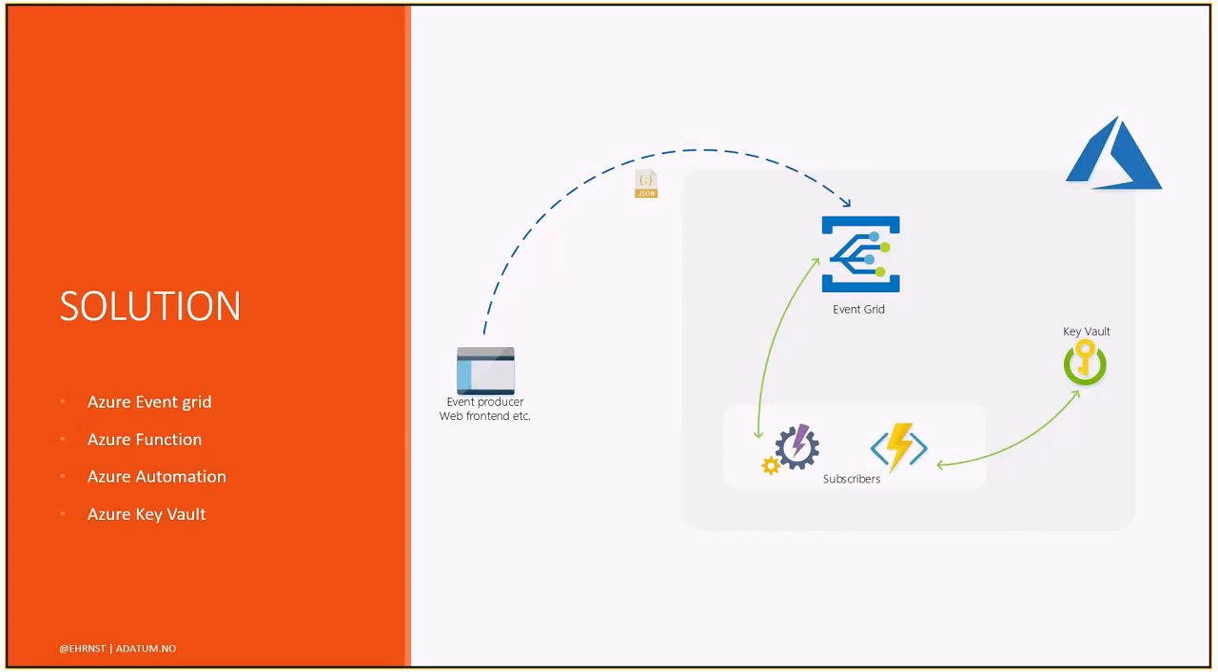So when an event is sent to Event Grid, you will have multiple subscribers. In the drawing here, it's represented by Azure Functions and Azure Automation, but you can have almost every product in Azure subscribed to Event Grid, and in the onboarding service, we used Key Vault to store credentials and for authentication throughout the whole process.